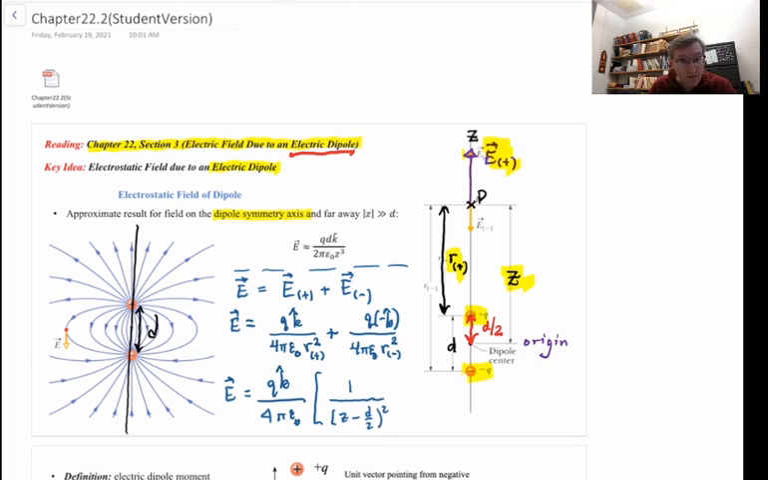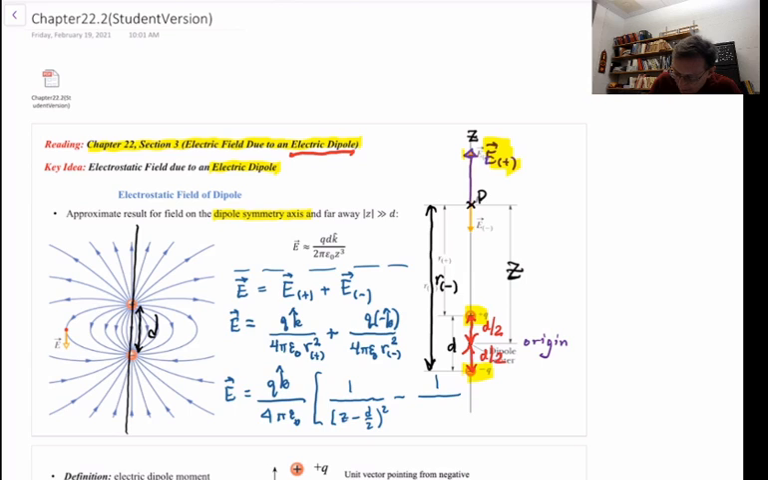Okay, that's 1 over r plus squared. Then I've got minus 1 over r minus squared. Now let me focus on that one. Remember, r minus is from there to there. Note that that's the distance z plus that distance right there, which is, again, d over 2. So this is z plus d over 2 quantity squared, close bracket.